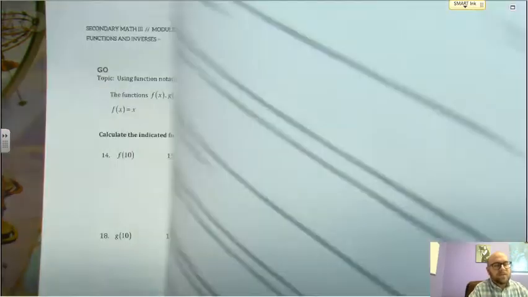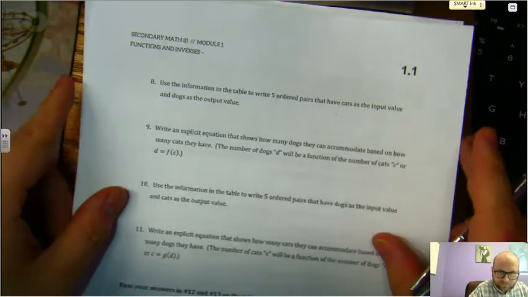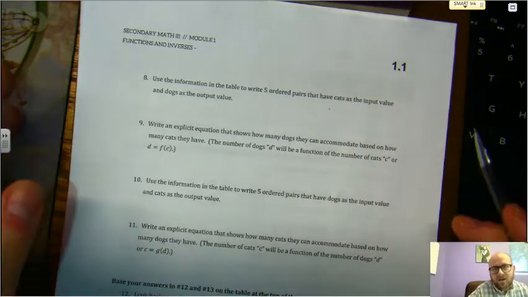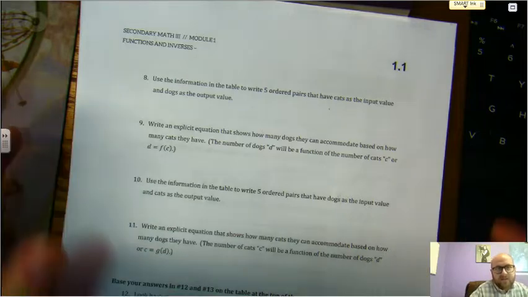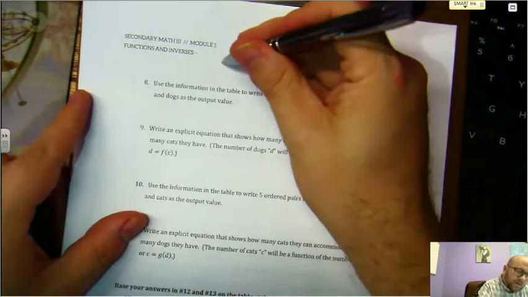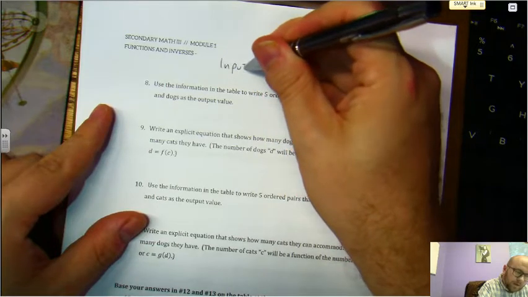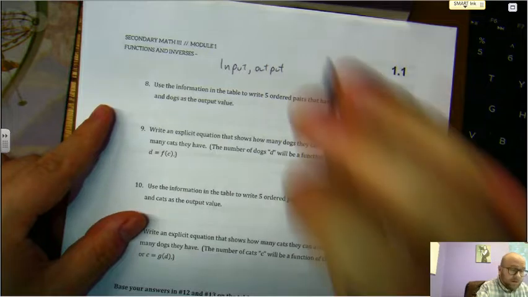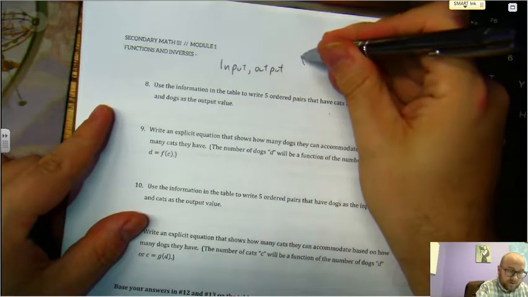So let's look to see what our questions are. It says it wants us to use the information in the table to write 5 ordered pairs that have cats as the input value and dogs as the output. So when we're talking about input, output, this goes back to my classic idea of the function machine, right? The function machine.